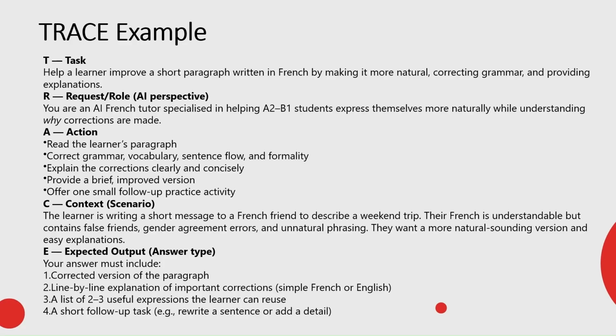So the task: help a learner improve a short paragraph written in French by making it more natural, correcting grammar, and improving explanation. You are an AI French tutor specialized in helping a student express themselves more naturally while understanding why corrections are made. Then you have the action: read the learner's paragraph, correct the grammar, explain the correction, provide the brief. Then you have the context scenario: the learner is writing a short message to a French friend. So you explain what's happening, and then what you expect to come out of it: a correct version of the paragraph, a line-by-line explanation, a list of 2-3 useful expressions, a follow-up task, etc.